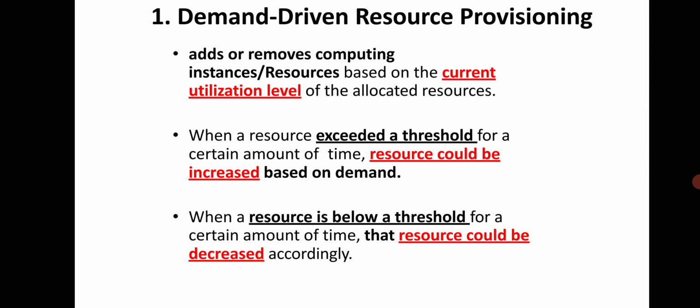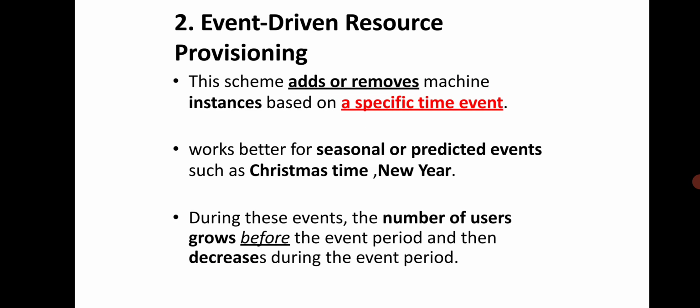The next thing is demand-driven resource provisioning. In resource provisioning, next we are going to see about demand-driven resource provisioning. It adds or removes computing instances or resources based on the current utilization level of the allocated resources. When resource utilization exceeds a threshold for a certain amount of time, resources could be increased based on demand. When utilization is below the threshold for a certain amount of time, that resource could be decreased accordingly.